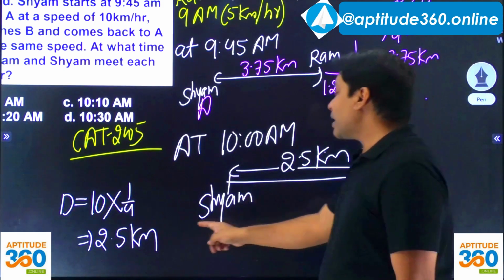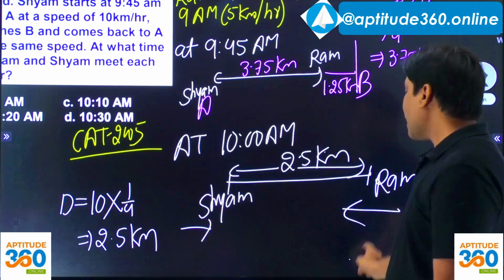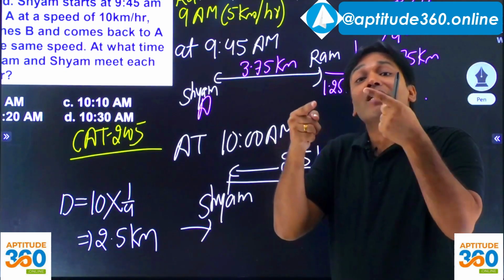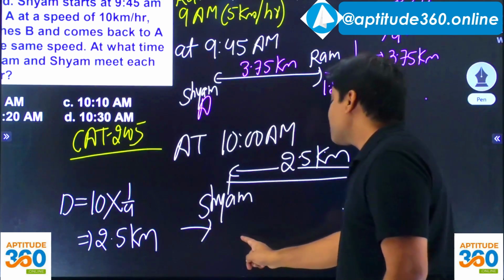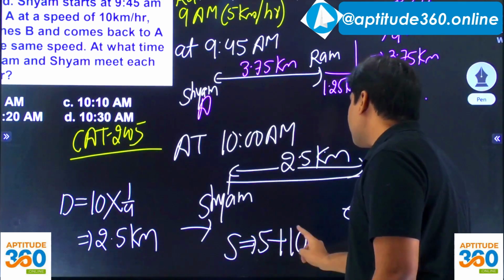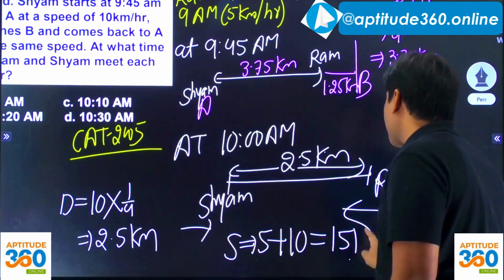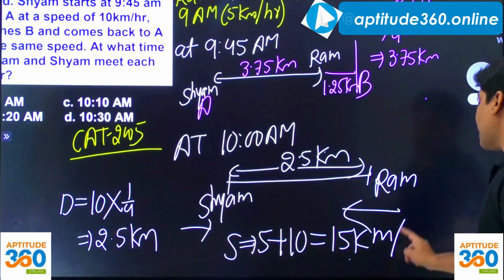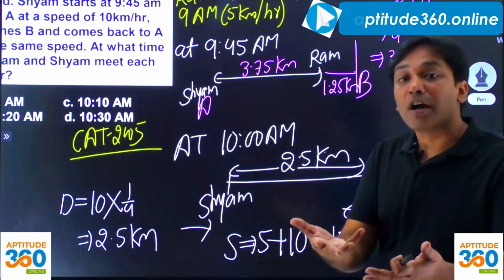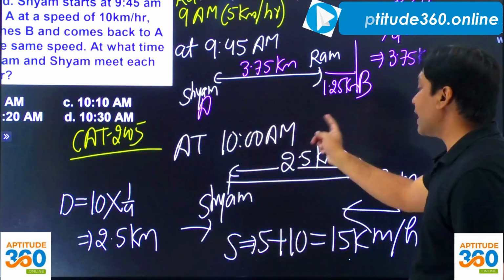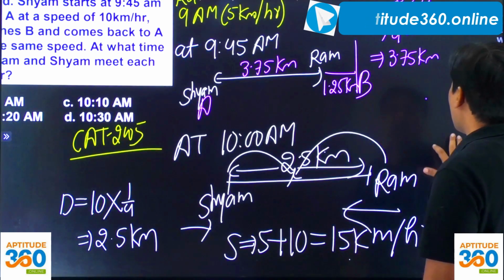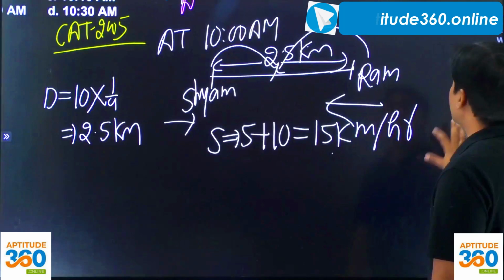Shyam is at midpoint and Ram is at point B. Now both of them are approaching each other simultaneously. So the relative speed is going to be 5 plus 10, which is 15 kilometers per hour. And what is the total distance collectively they will have to be traveling? It is 2.5 kilometers. Bhai dono milke kitna distance travel karenge? It is 2.5 kilometers.